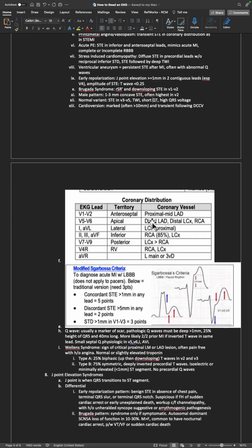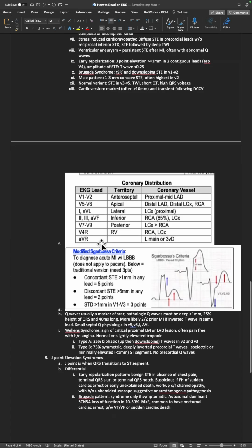So let's talk about the coronary distribution. V1 to V2 are known as the anterior septal leads. V5 to V6 are the apical leads. 1 and AVL are the lateral leads. 2, 3, AVF are inferior leads. V7 to V9 are posterior leads. V4R is the right ventricular lead. AVR doesn't correspond to any region. V1 through V6 are known as the precordial leads. And these all correspond to the different regions of the heart.